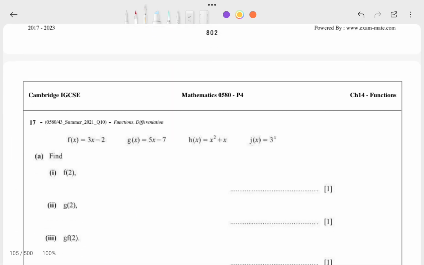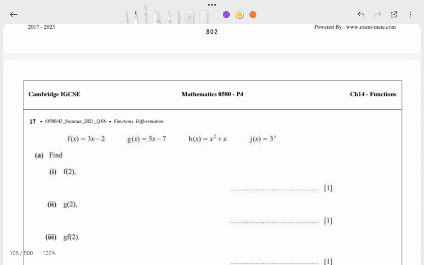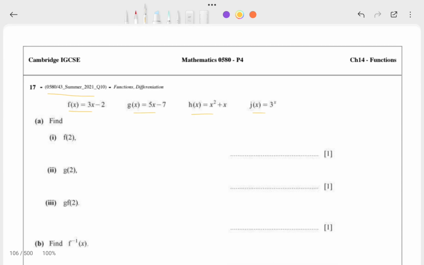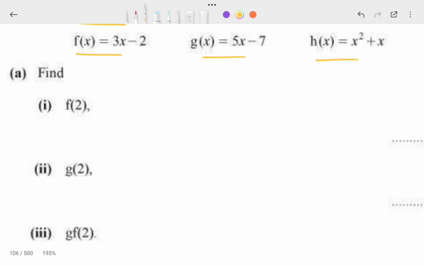Okay, now question number 17 has been taken from 0580/43 May/June 2021, question 10. f(x) is this, g(x) is this, h(x) is this. Okay, we need to find f(2). Okay, so this is easy. Instead of x we will put 2. This will give us the answer 4, and the same goes with g(x), 5 times 2 minus 7, which will give us the answer 3.